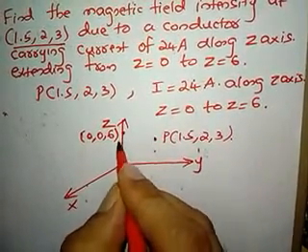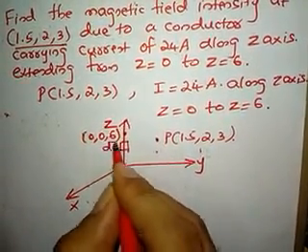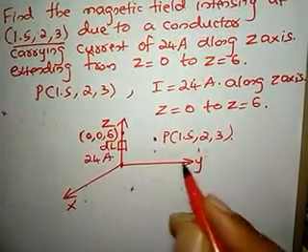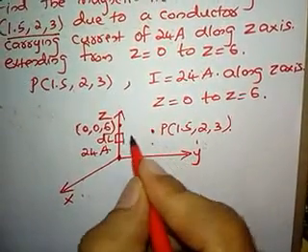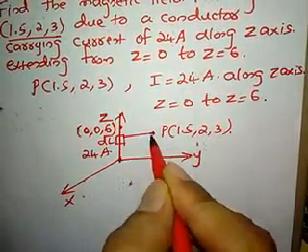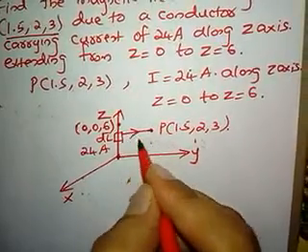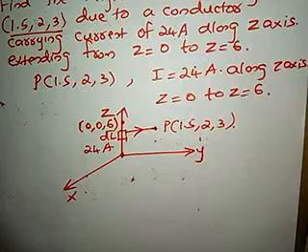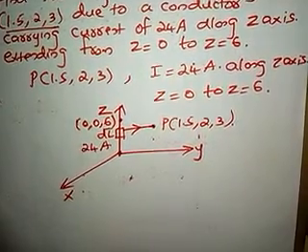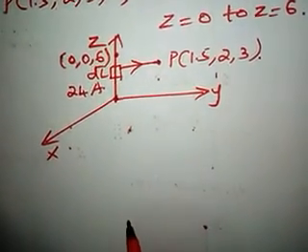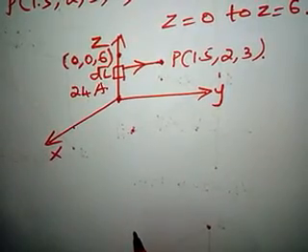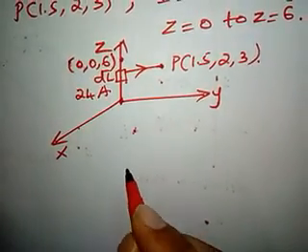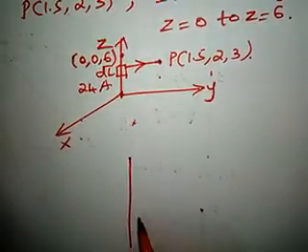Now with the differential element, let it be dl bar, and the current flowing through this conductor is 24 ampere. We will consider the line joining the current element to the point P. This is how we have drawn the sketch for the given example. Now let us move on to solve this example. To find the solution to this, let us consider this figure.